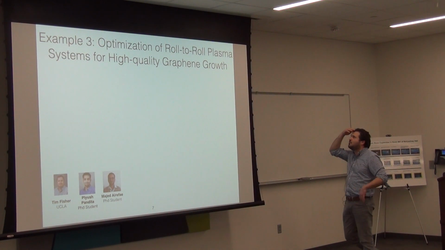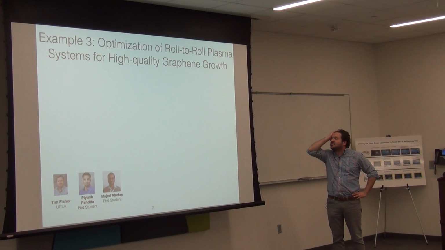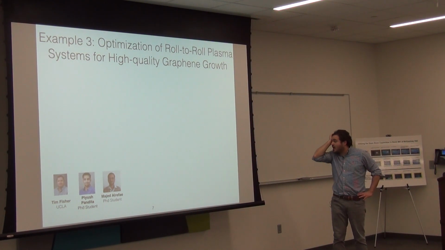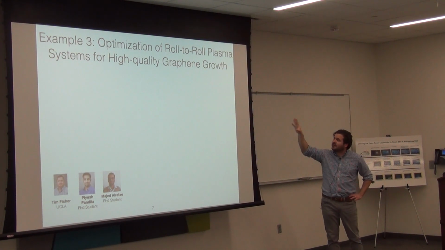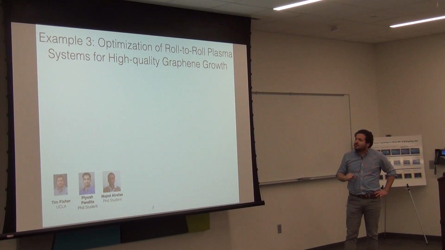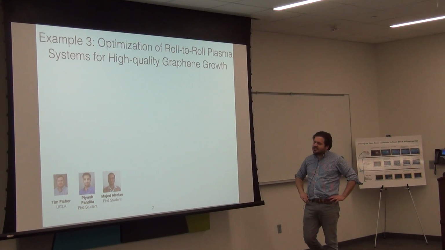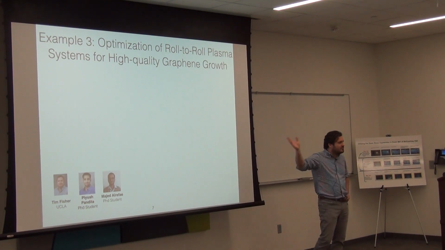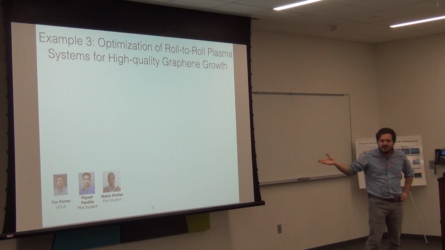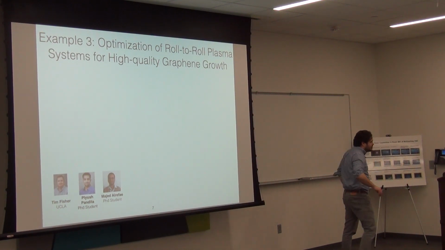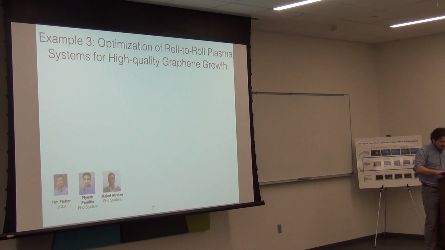I'll give you now an example of an experiment that we have optimized, and we're actively trying to get funds for going forward with this work. This is in collaboration with Tim Fisher, who's also from Cornell, used to be at Purdue, now he's at UCLA, and two of our students, Pius and Majed.